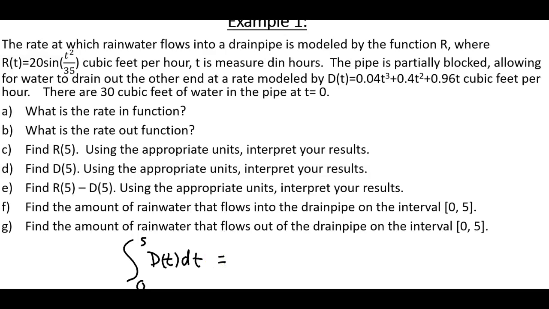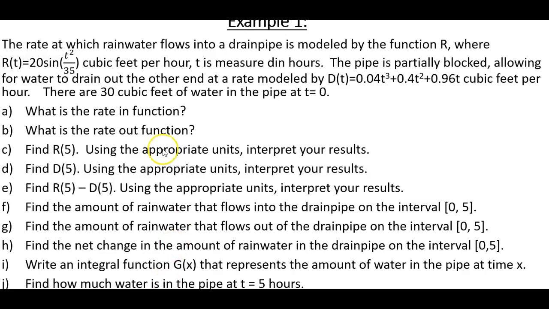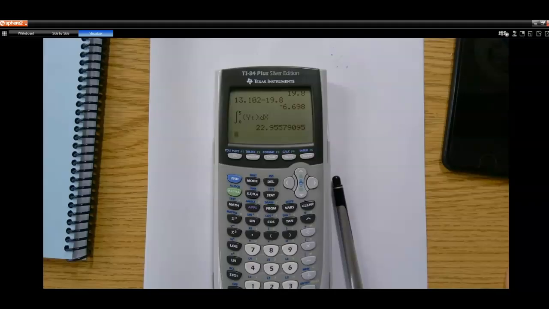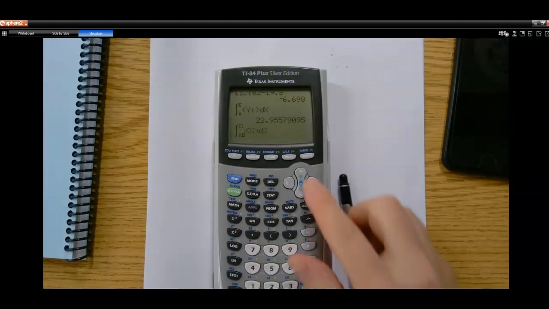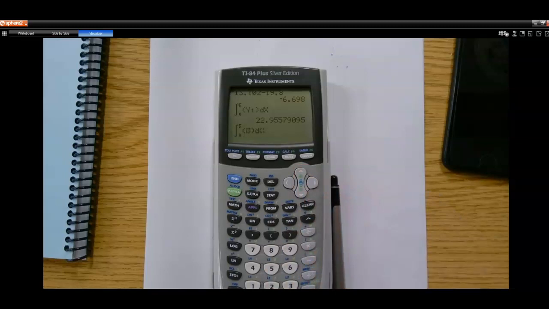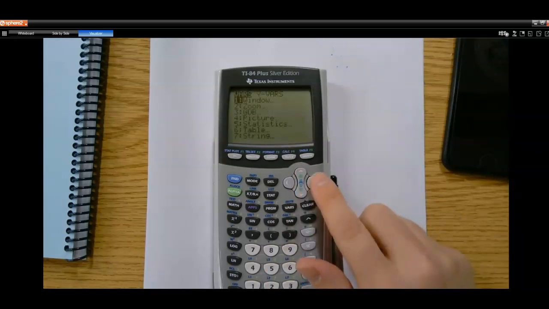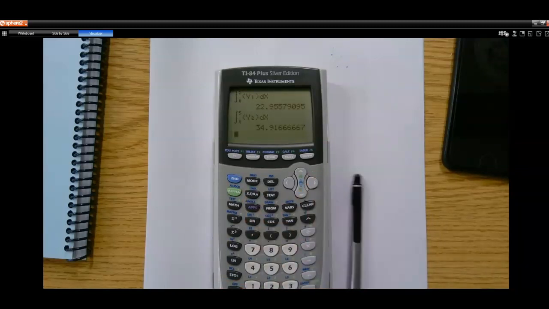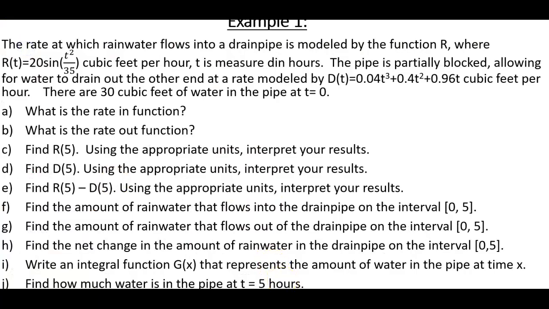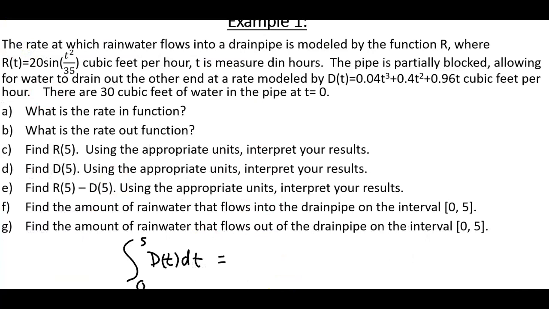So once again, we're going back to the calculator to let the calculator do the work for us. So we're going to push math again. We're going to push 9. We're going to put 0. We're going to put 5. And this time I want the D function, which on my calculator was saved as y2. So we're going to go to y vars, and this time I'm going to push 2 to select y2. And that's 34.917.